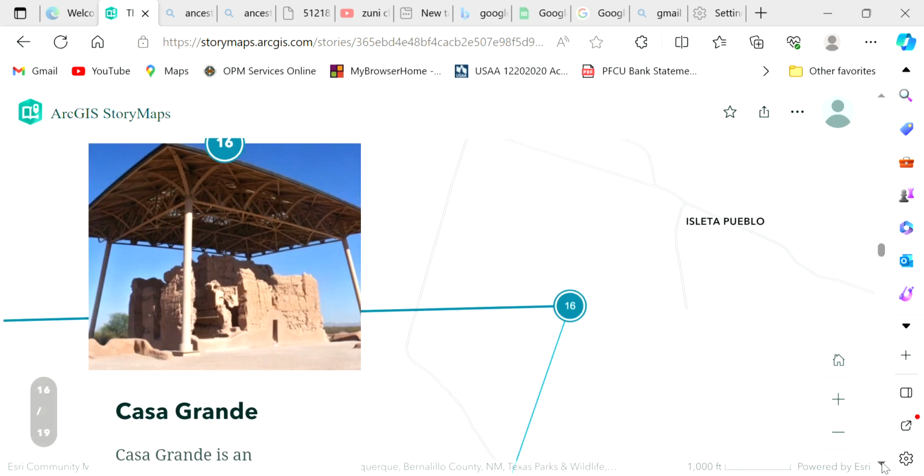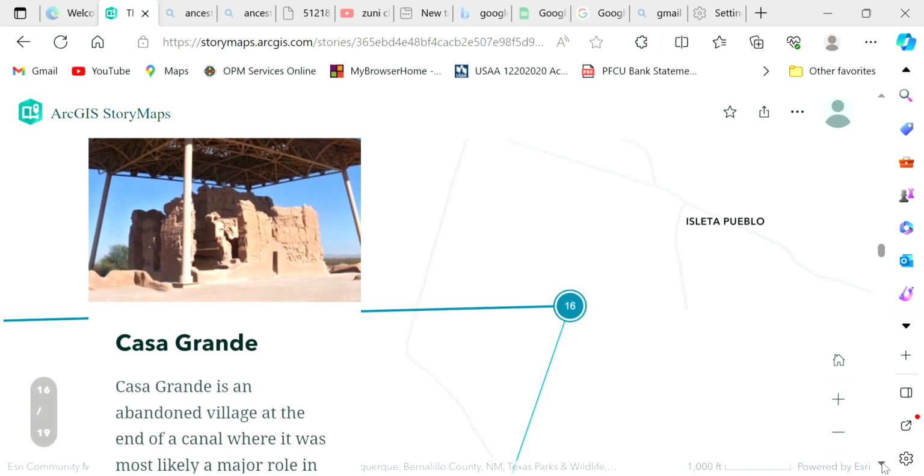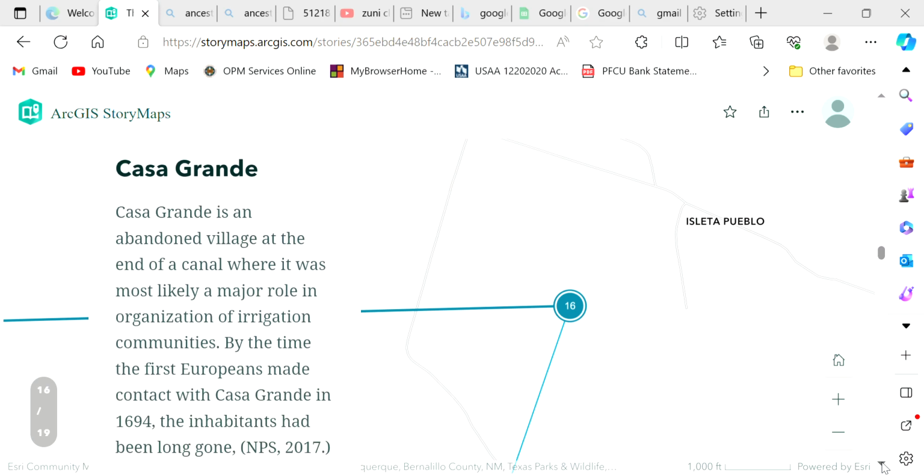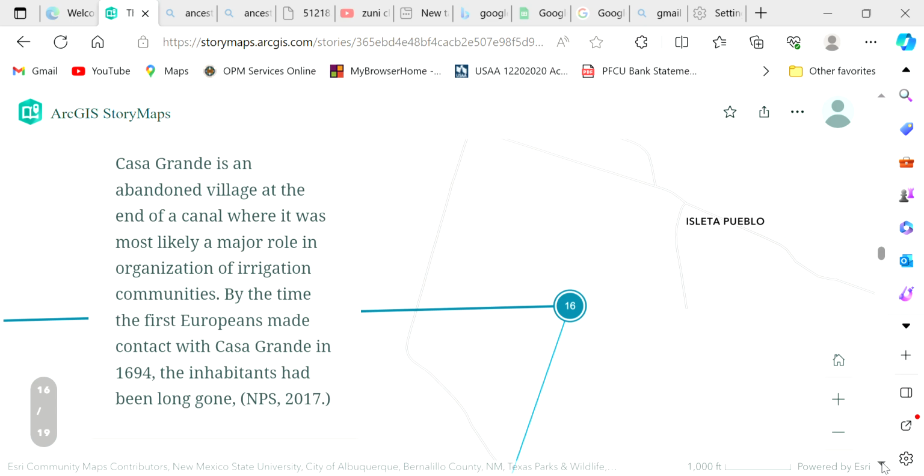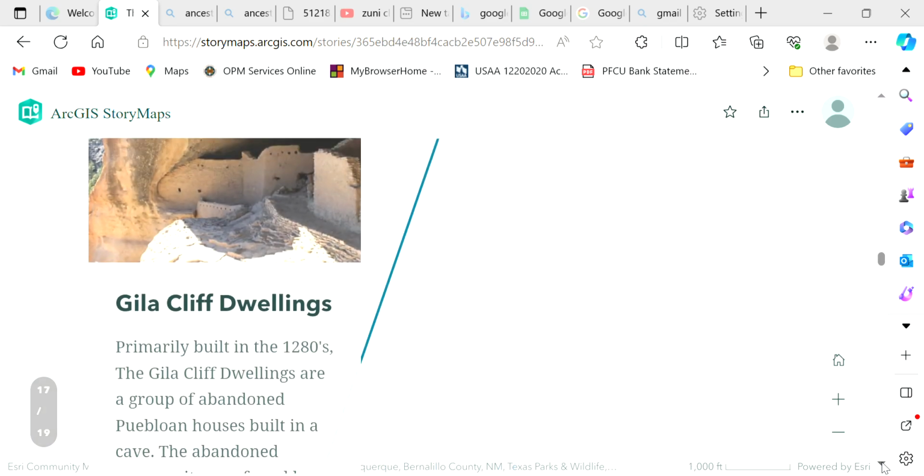And here is Casa Grande, and this is again an image of it today. Casa Grande is an abandoned village at the end of a canal where it most likely played a major role in organization of irrigation communities. By the time the first Europeans made contact with Casa Grande in 1694, the inhabitants had been long gone.